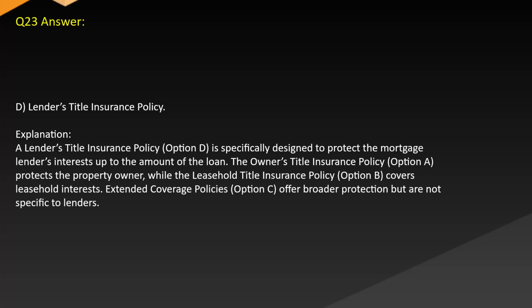Answer: D. Lender's title insurance policy. Explanation: A lender's title insurance policy, option D, is specifically designed to protect the mortgage lender's interests up to the amount of the loan. The owner's title insurance policy, option A, protects the property owner, while the leasehold title insurance policy, option B, covers leasehold interests. Extended coverage policies, option C, offer broader protection but are not specific to lenders.